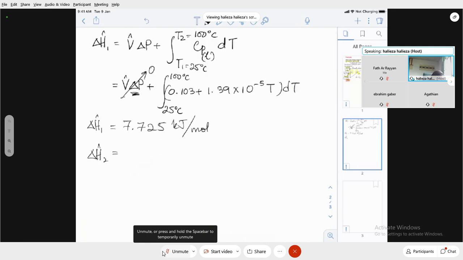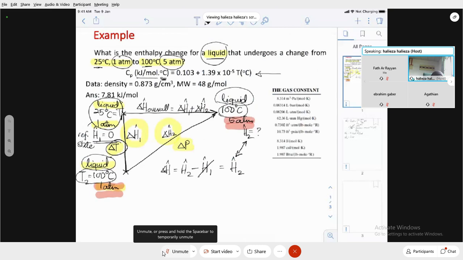We are going to write down the equation: change in specific enthalpy equals specific volume times change in pressure. The pressure change is from 1 atm to 5 atm. Let's look at the question. We are given the density and the molecular weight of the liquid.